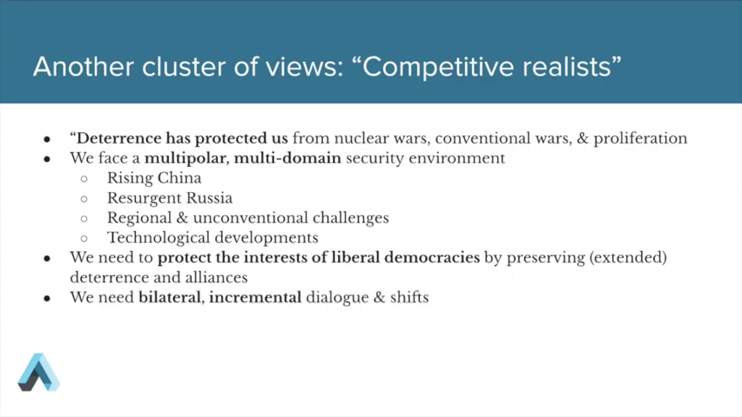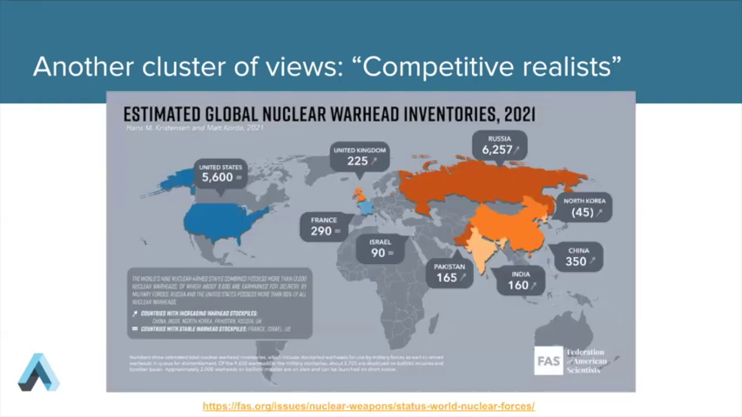So we need bilateral incremental dialogue and shifts. The US and Russia need to talk, the US and China need to talk, and they need to gradually control or reduce arms tit for tat. We do not need unilateral concessions like the US just halving its arsenal by itself, and we do not need multilateral idealism like the Treaty on the Prohibition of Nuclear Weapons. This perspective, again, to put it in an image, it might highlight this section of this picture. Russia, North Korea, and China, their number of nukes, and the fact it's rising.